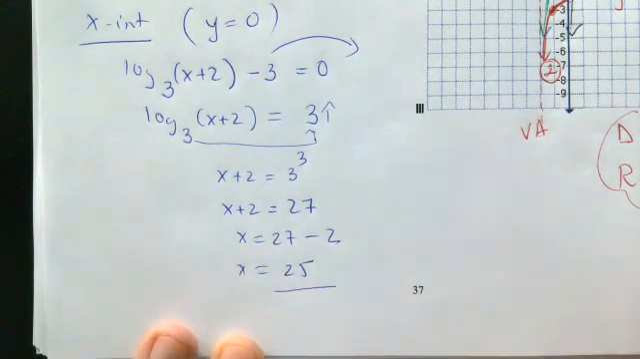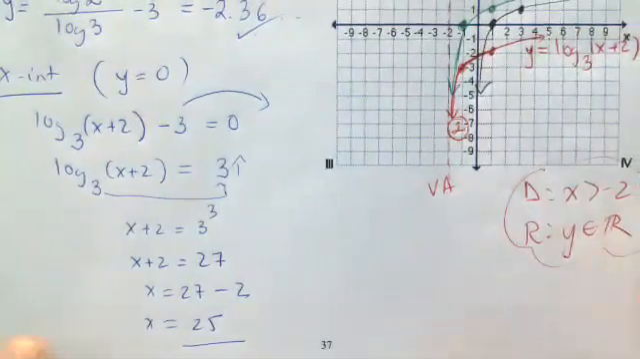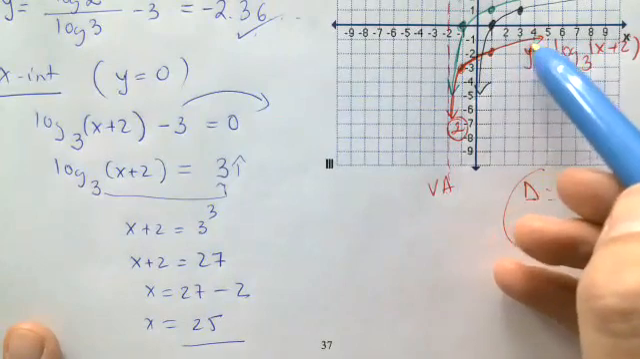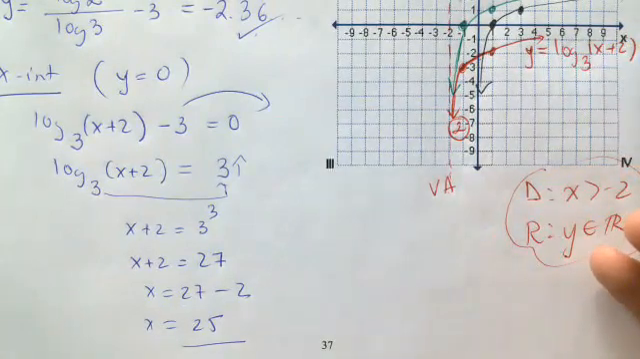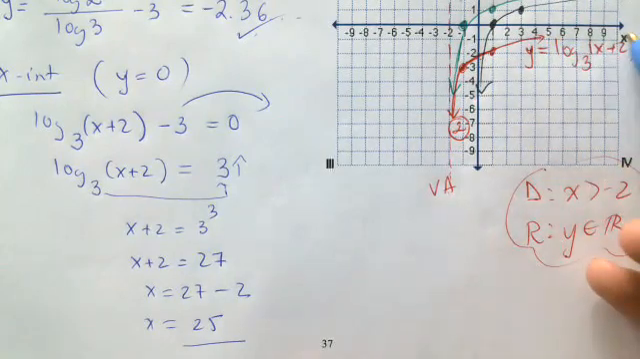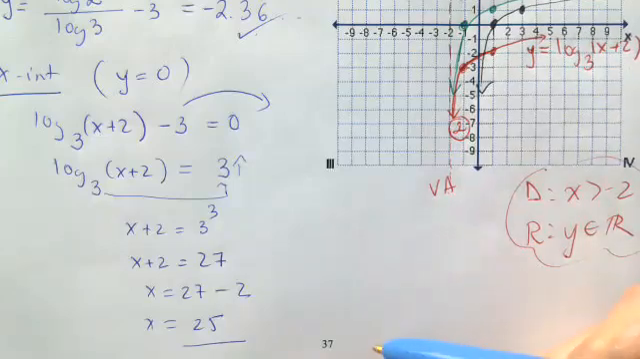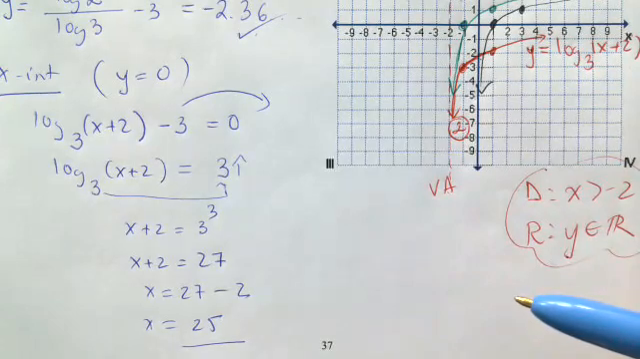Does it make sense for x to be 25? See how slowly it increases? It's going to take a while to get to 25, right? But yes, it makes sense. It goes in towards that, so it will cross at 25. Any questions? No questions? You good?